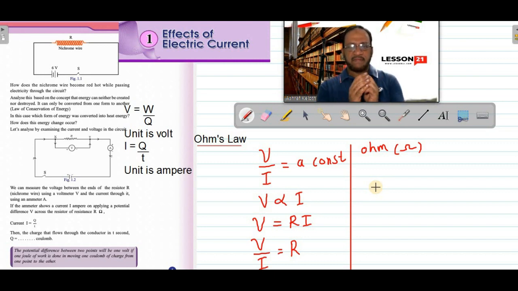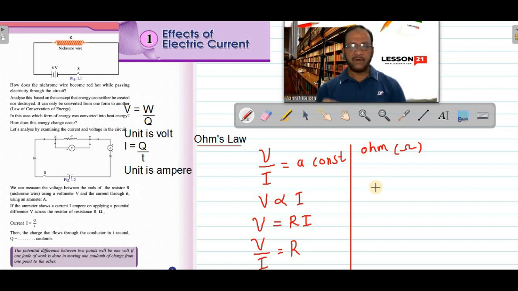Because of that, the flow of electrons through the conductor is opposed. This property of the metal, to oppose the flow of charges, to oppose the flow of electrons in between the ions through the conductor, is called resistance. It is measured in ohm, and it is given by the equation R equal to V by I. We got that equation from Ohm's law.